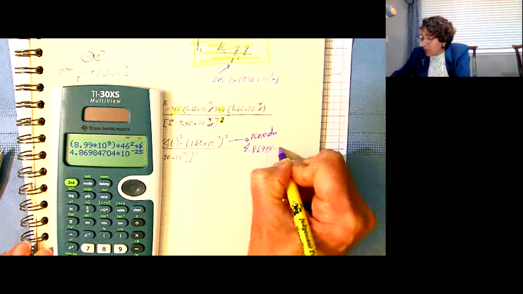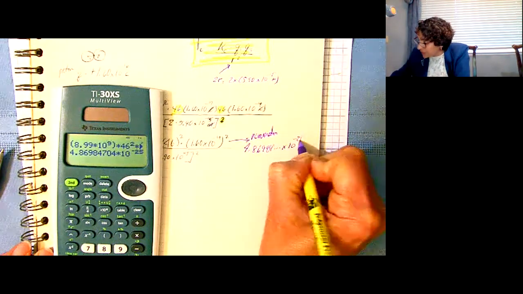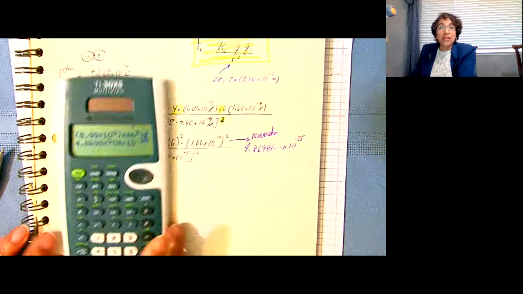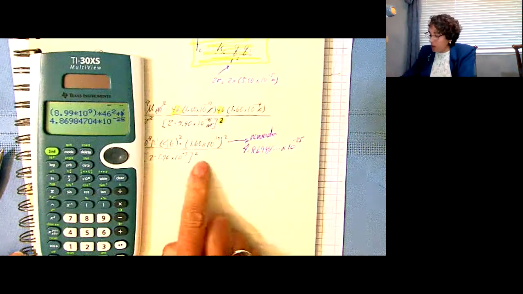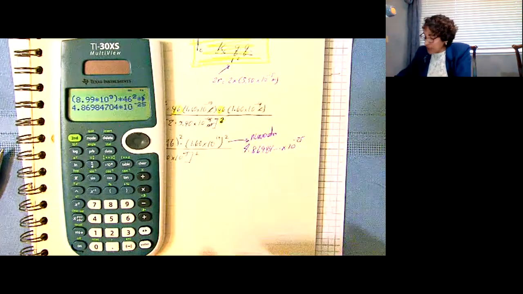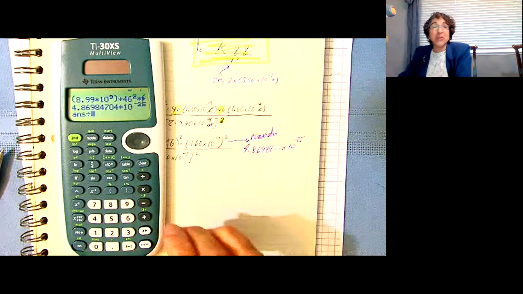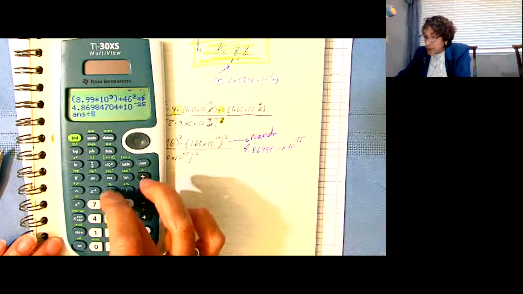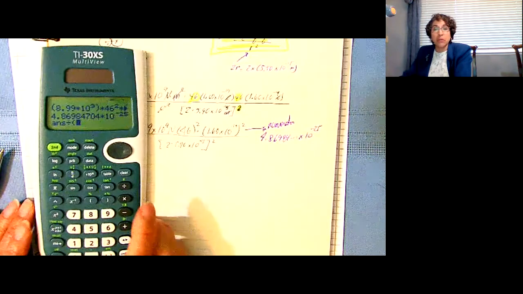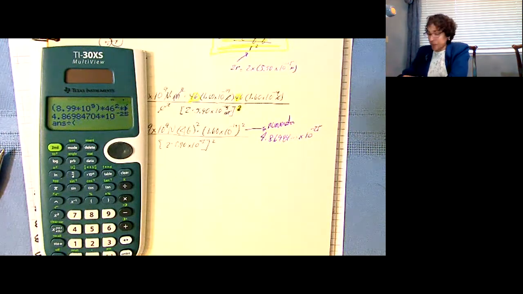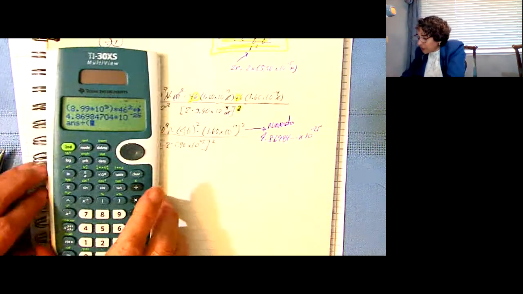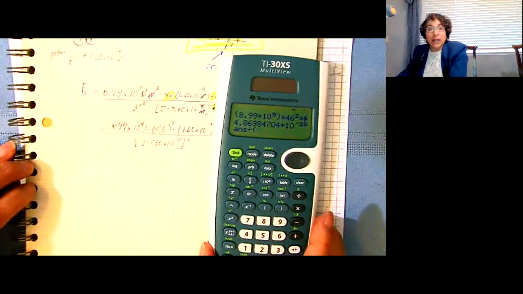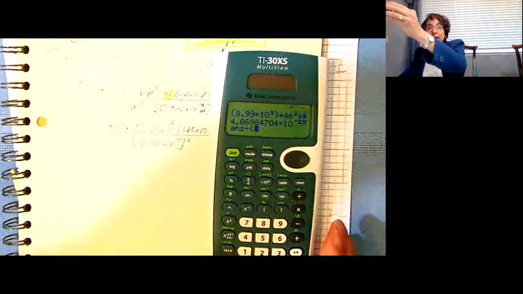4.86984, blah, blah, blah, times 10 to the negative 25. Okay, that's my numerator. Now I'm ready to divide it by the square of this business here. So I'm going to say divided by, and I'm going to use parentheses again. I want that whole thing in the denominator to be squared. So I have less space here than I want. Okay, try again. So you can see that.